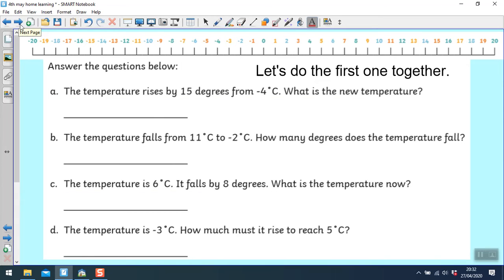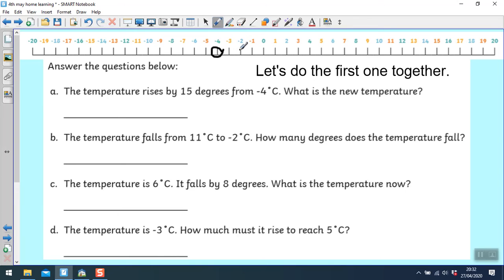Okay, we're going to answer some questions using, if you want to use it, this -20 to 20 number line. Answer the questions below. The temperature rises by 15 degrees from -4 degrees Celsius. What is the new temperature? We're going to have a go at this one together. So it rises by 15 degrees from -4, which means that it was -4 to start with. And it's going to rise, which means go up by 15 degrees. What is the new temperature?